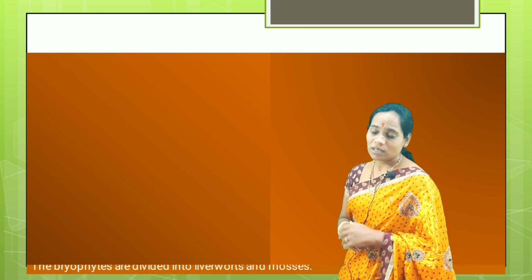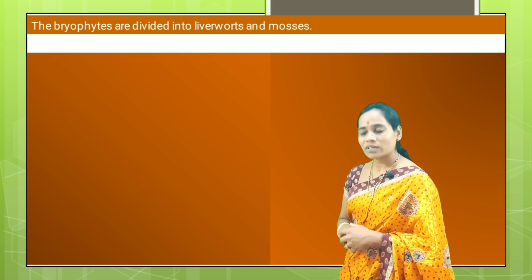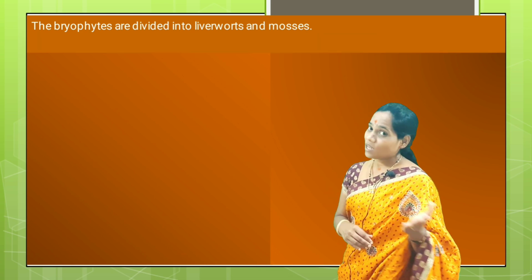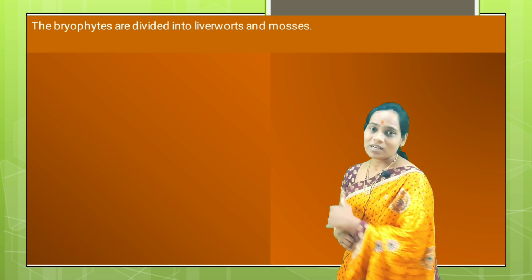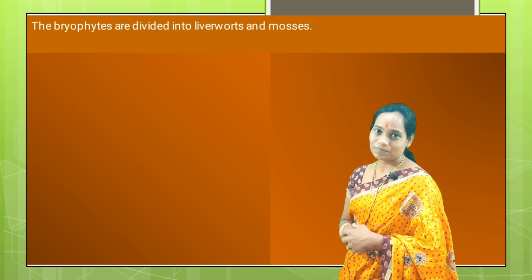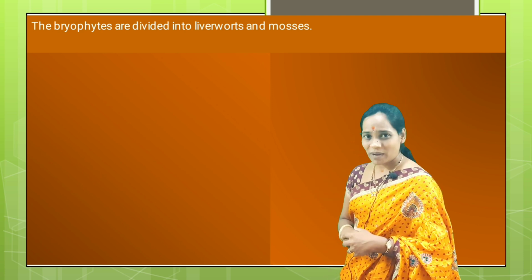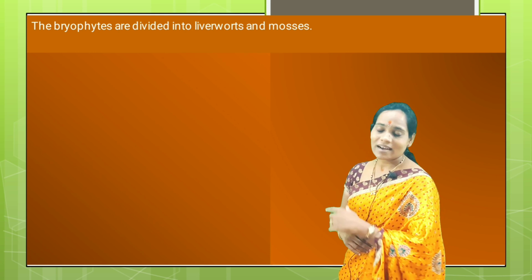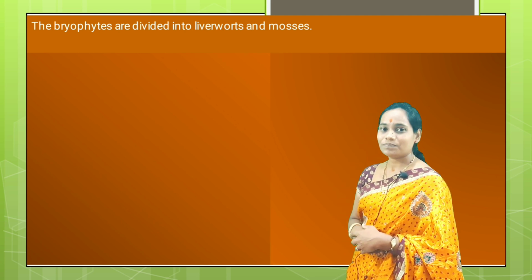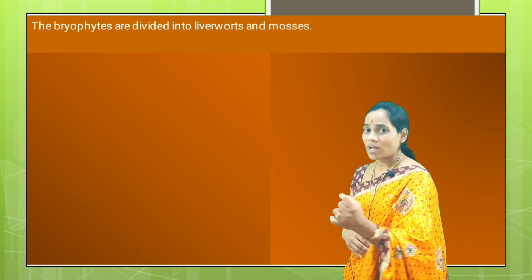In today's class, we will study the different groups of plants included in the bryophytes. The bryophytes involve two main groups of plants. One is liverworts, the other one is mosses. Liverworts and mosses are the two main groups of plants included in the class Bryophyta. Let us study one by one.